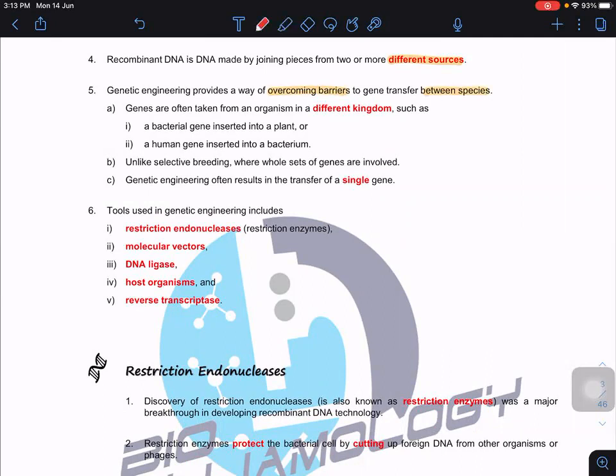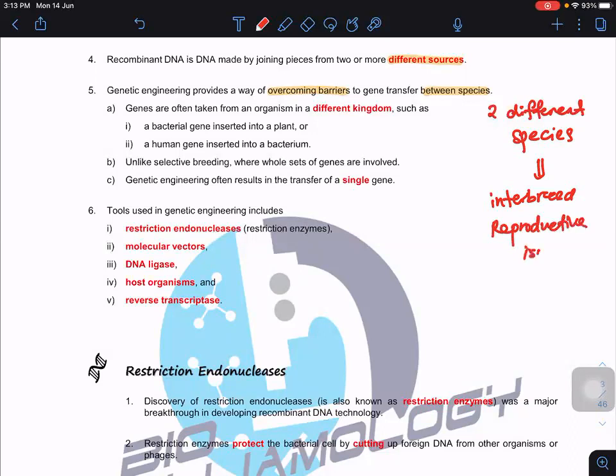We know that between two different species, if they interbreed, there will always be what we call reproductive isolation. For those who are confused about reproductive isolation, later you can go back to the link that I shared in your WhatsApp group to check what is meant by reproductive isolation.